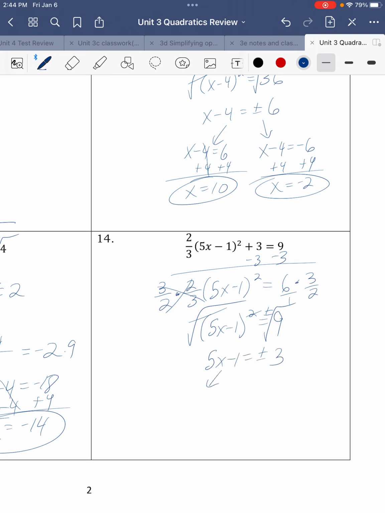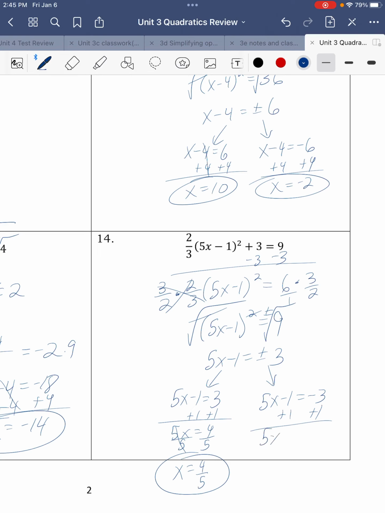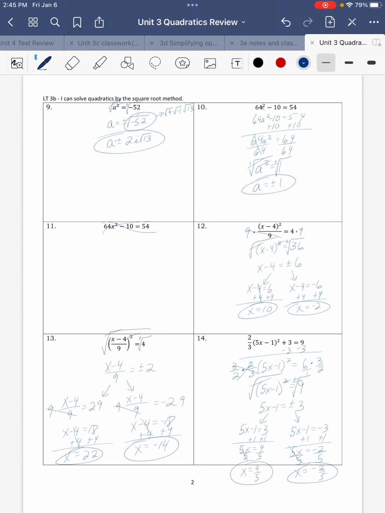You have 5x minus 1 equals a positive and negative 3. We have more work to be done on that plus minus 3, so we break it into two problems. And solve. So you get 4/5 as an answer, and we get negative 2/5 as an answer.